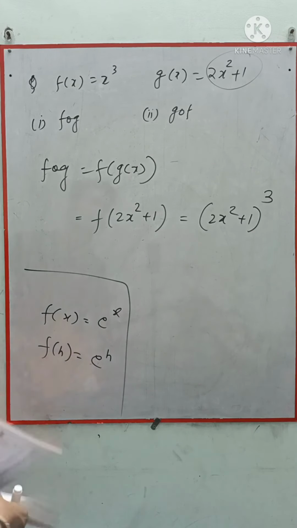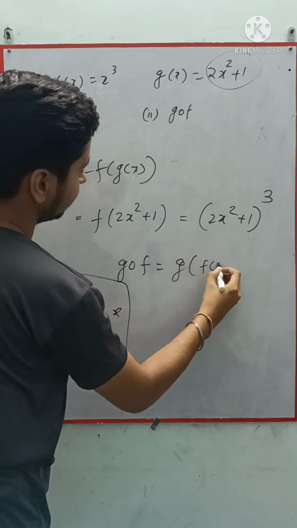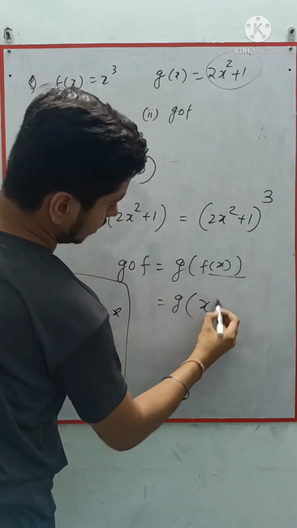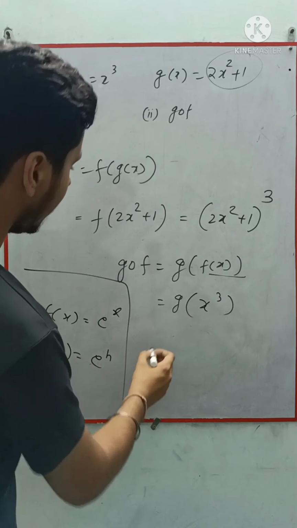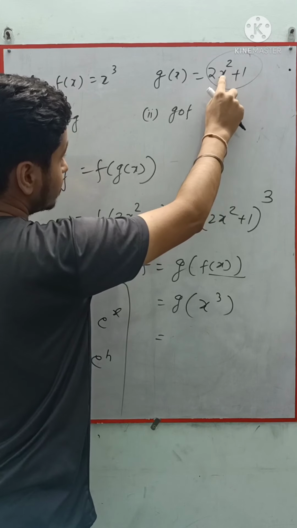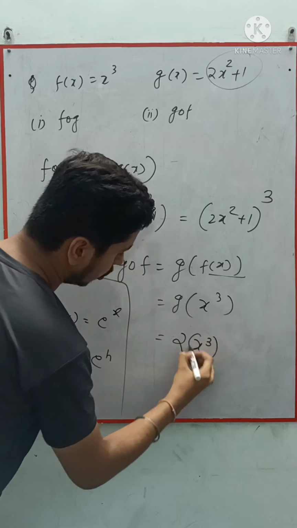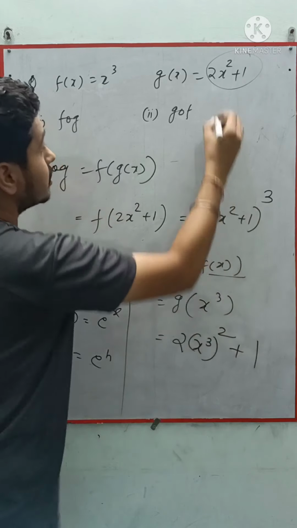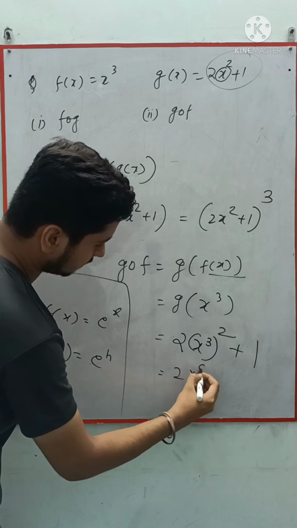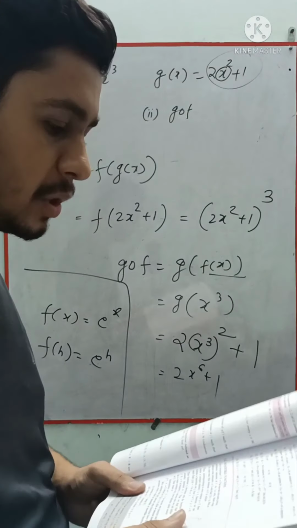Okay, similarly can we find GOF? So GOF is G of fx. So G of, now you place the value of fx, so this is x cube. Now our main function is 2x square plus 1. So in place of this x we are going to put x cube. So 2x cube the whole square plus 1. So in this x you put x cube. So it will be 2x to the power 6 plus 1. Okay. So likewise try to solve the questions.